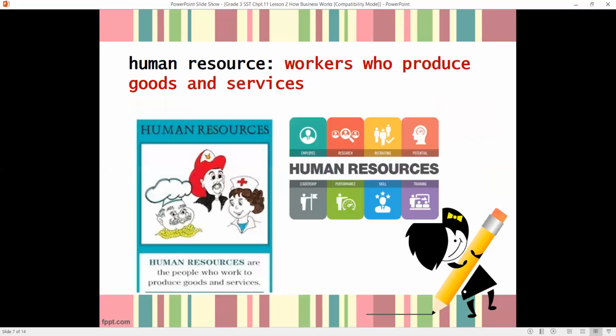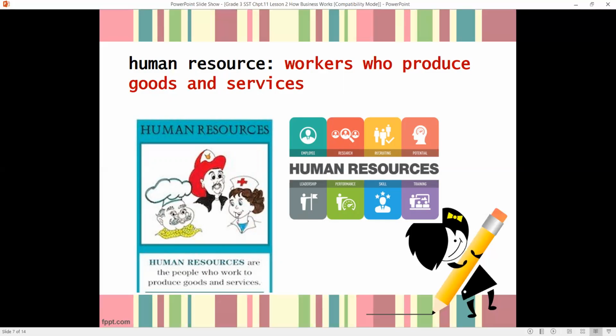Next word is human resource. What is a human resource? Human resources are workers who produce goods and services. For example, you have a chef. He is a human resource because he bakes and makes bread for you and for me. He's a fire engine worker. A fire fighter is again a human resource because he works for the country. He works to save people. He works in a fire department.